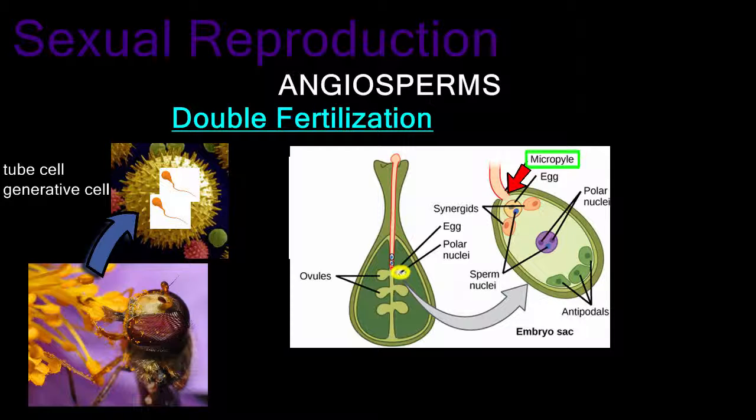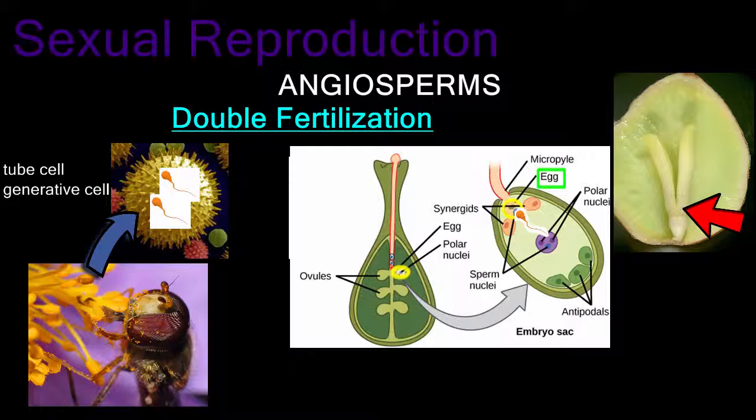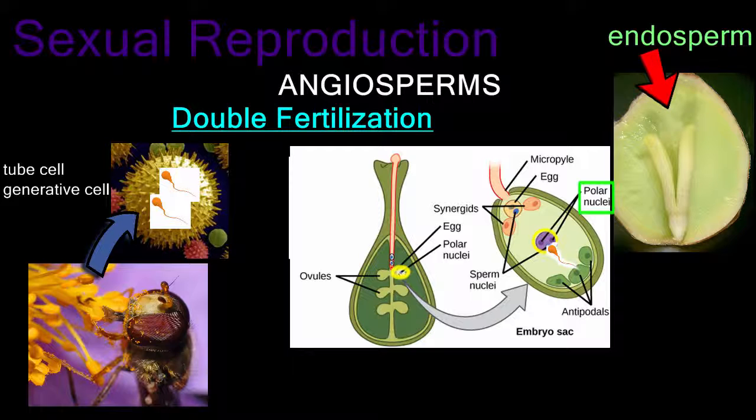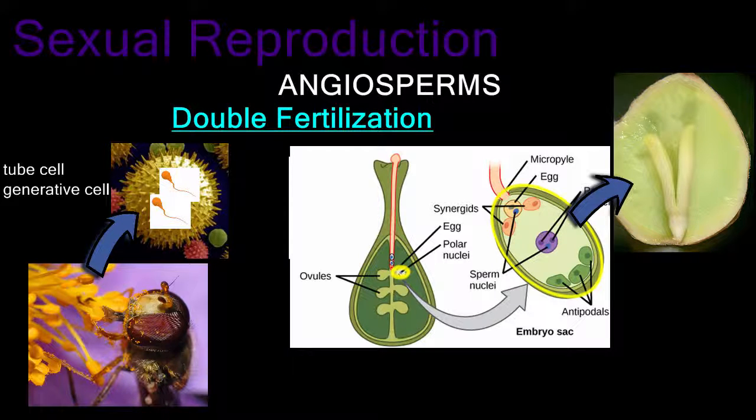The two sperm produced by the generative nucleus are then able to enter the ovule for two fertilization events. One sperm fuses with the egg and will develop into a tiny plant embryo. The second sperm fertilizes the polar nuclei in the center of the ovule. This union gives rise to the endosperm, the substance surrounding the embryo that will nourish it as the embryo grows. You have now seen the two sperm and the two fertilization events that give double fertilization its name. After double fertilization, the ovule becomes a seed. The ovary surrounding the ovules ripens to become a fruit.